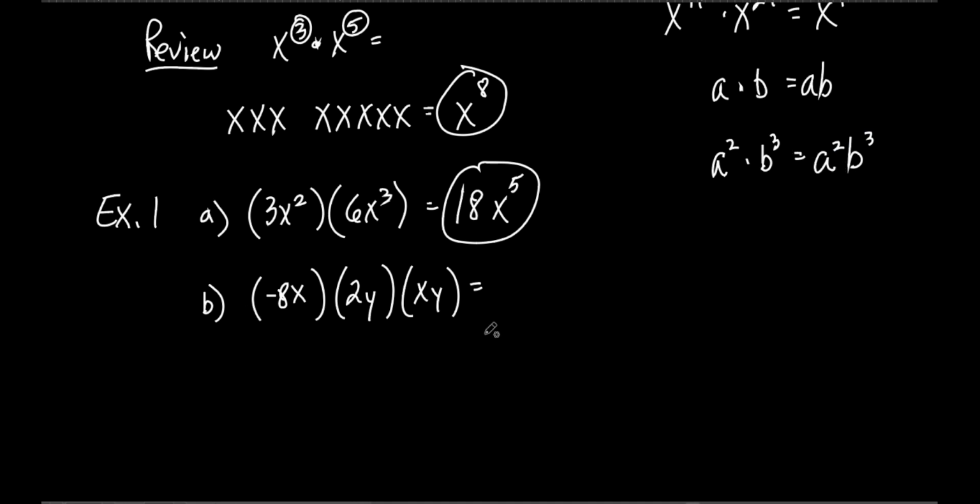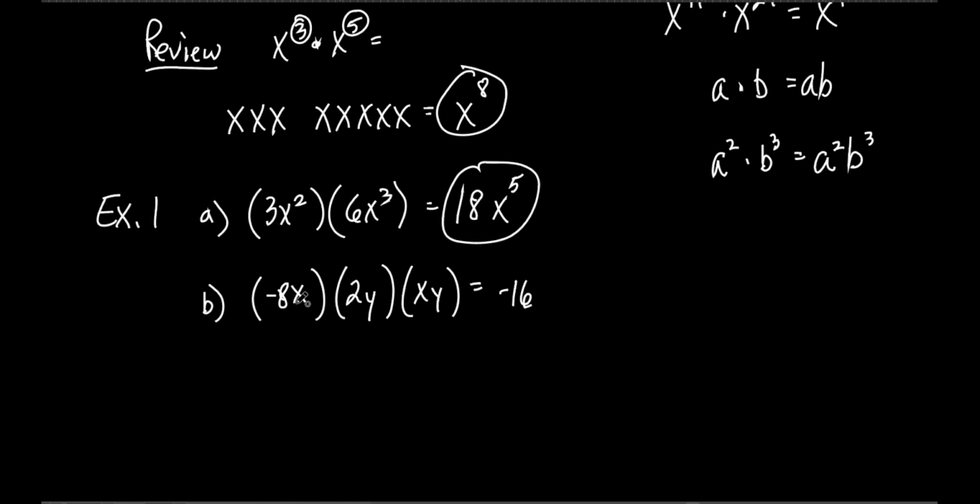Let's take a look at this now. What I'm going to do, this is all multiplication. There's no addition, no subtraction, no division. It's all multiplication. So what am I going to do here? I'm going to take your regular numbers, negative 8 times 2, and multiply those together. What do I get? Negative 16. All right. Now I'm going to take the x's, multiply them together, then multiply the y's together and just put them together.